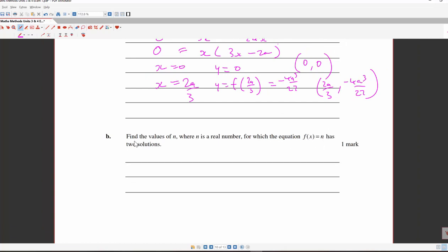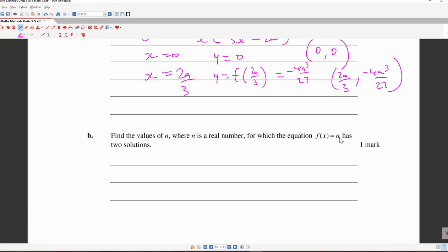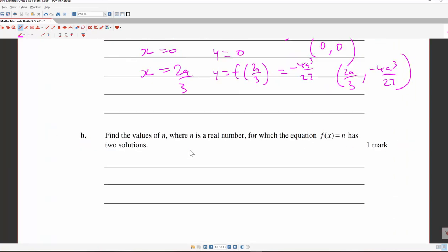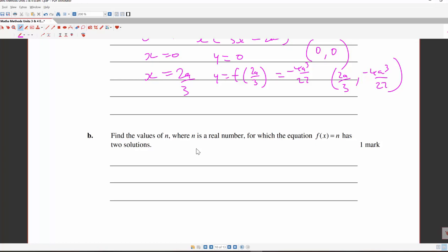Okay, find the values of n where n is a real number for which f of x equals n has two solutions. So basically f of x equals n. What we've got is a straight line.